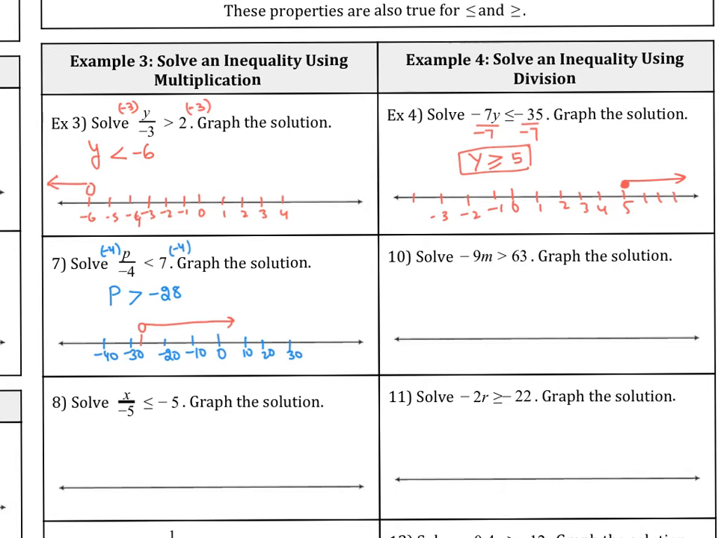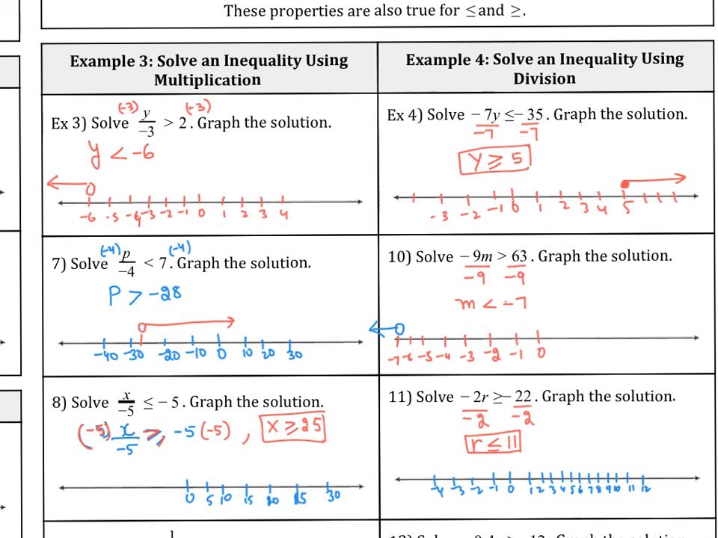For number 10, you're going to divide by negative 9 and switch the inequality. So m is less than negative 7. To graph m is less than negative 7, you make a circle on top of negative 7, and it's going to go to the less than side.